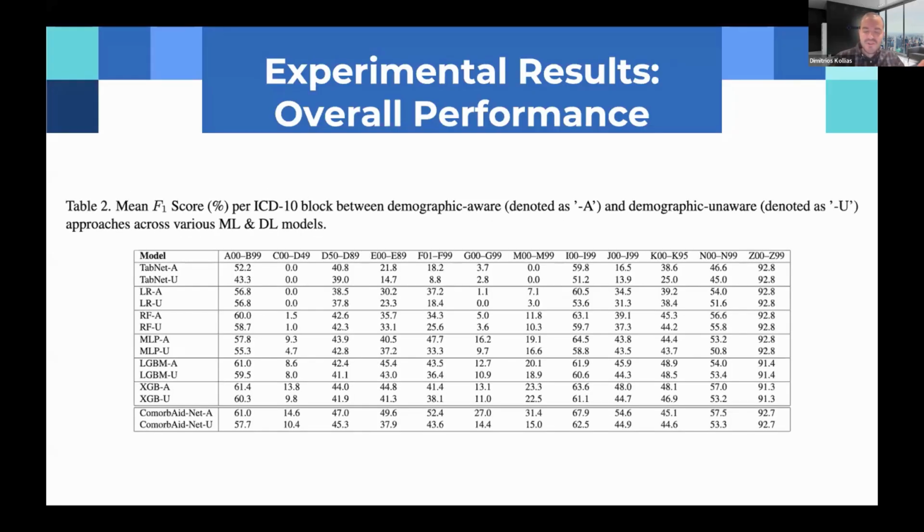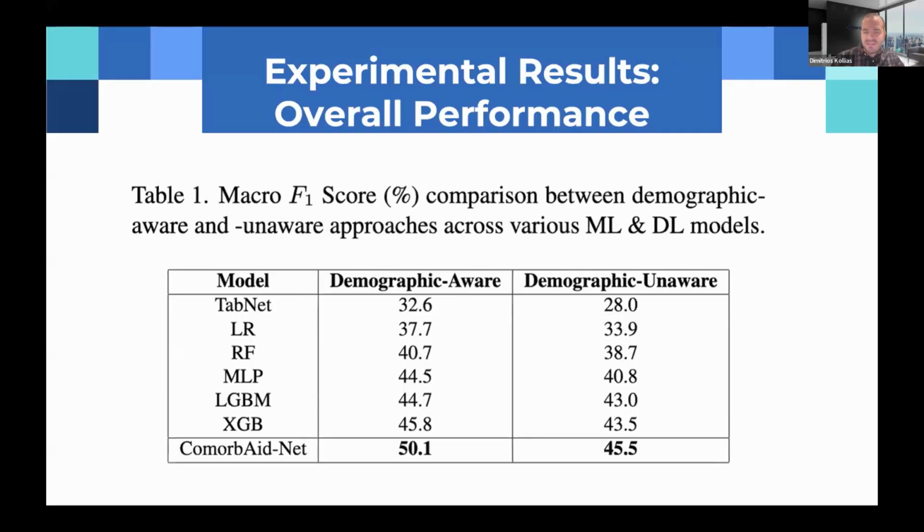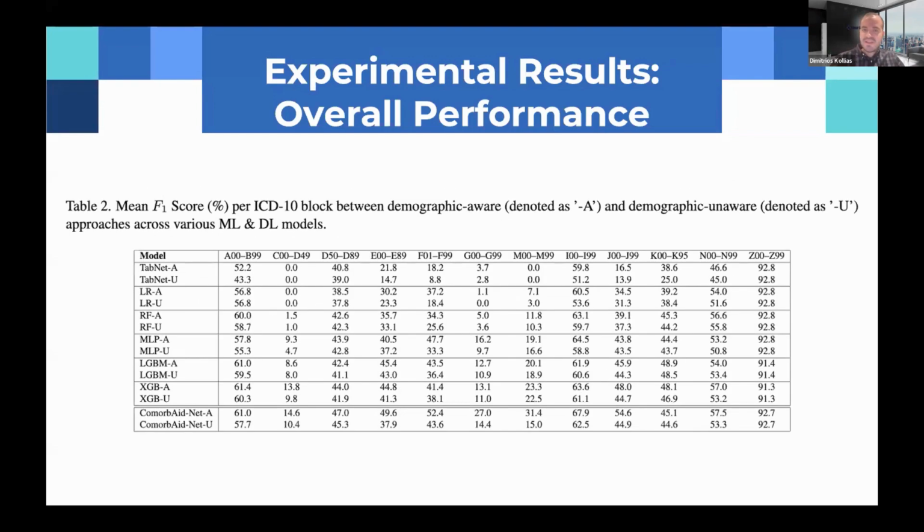Let me also mention that here I'm just showing you the performance in terms of the macro F1 score. Macro F1 score means that we compute the F1 score for each comorbidity, and then we average those. And similarly, here I'm showing you in a little more detail, for each method, for our model and the other models, in both settings, demographic aware and demographic unaware, for each comorbidity, what F1 score they achieved.